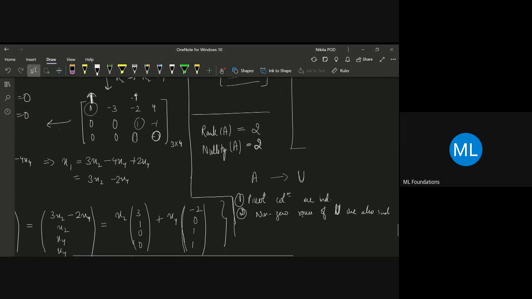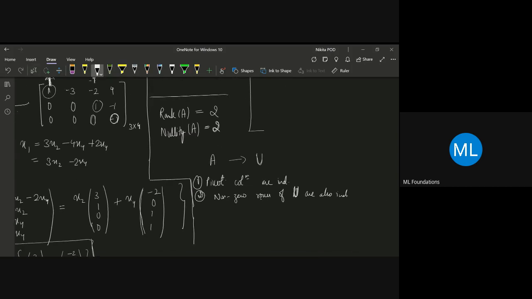And also, if you row reduce the matrix to the echelon form, it doesn't change the row space of the matrix. So whatever the row space of U will be, the same will be the row space of A also. And that gives the independent rows for the matrix.